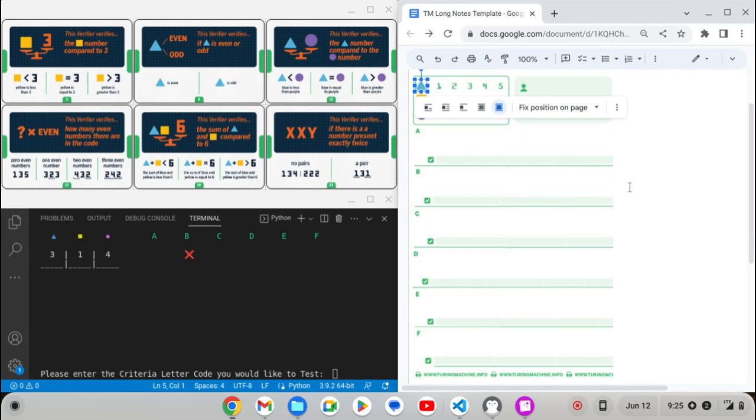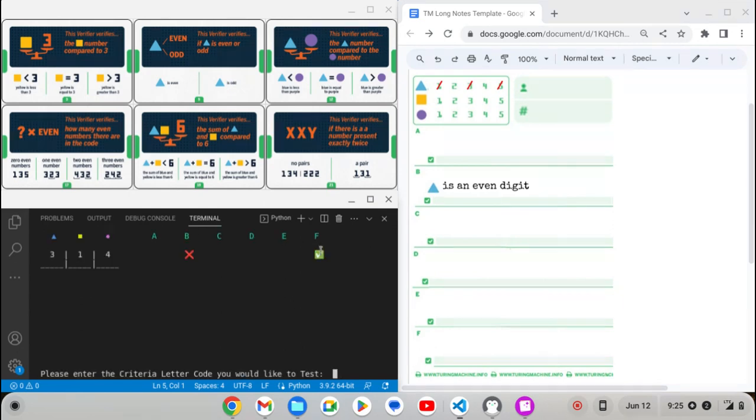So I'm going to put that in my notes in section B, that triangle is an even digit. And since it is even, I'm going to come up here and cross out all of the odds. Okay, so far so good. So what else can we test? We can test whether there's a pair or not. So why don't we go ahead and test criteria card F.